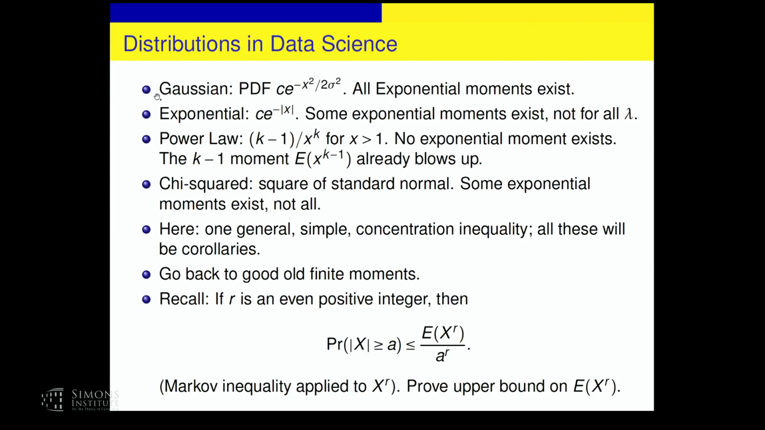And I just want to recap before I do that. If r is an even positive integer, the finite moment method, if you will, just says that the probability that x, which is mean 0, is greater than a is bounded by this. This is just Markov's inequality applied to the non-negative random variable x to the r. Okay? And then we need only prove upper bounds on the expected value of x to the r, the r-th moment. And the nice thing is it exists more often than the exponential moment. So as a plug for using finite moments in teaching, it'll be good to do that, just because all of these don't have to be proved by hand separately.